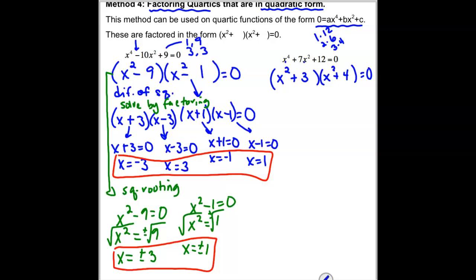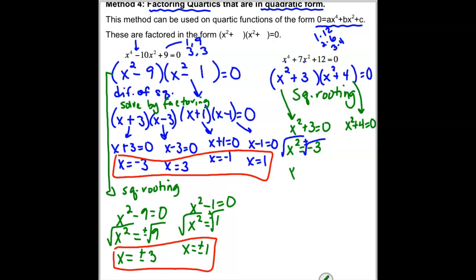Now, for this one, we have to solve with square rooting, because these are not a difference of squares. We can't factor those anymore. So let's take x squared plus 3, set it equal to 0, and x squared plus 4, set it equal to 0. We're going to subtract the 3 over, and then square root.